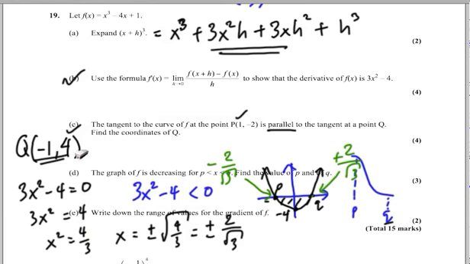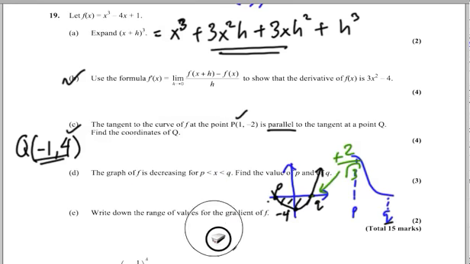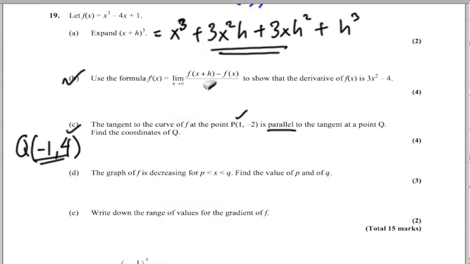There you go. So I'm just going to erase this. Remember, you can always scroll back and figure out how I've done that. But the solution here is x from negative 2 over root 3 all the way to 2 over root 3. Okay, so write down the range of values for the gradient of f.